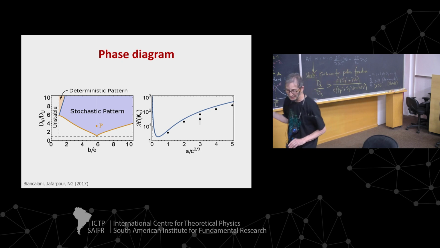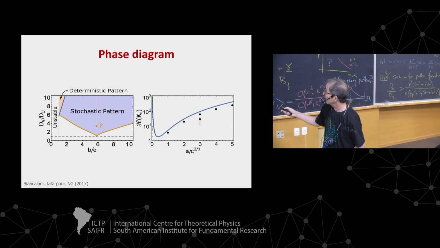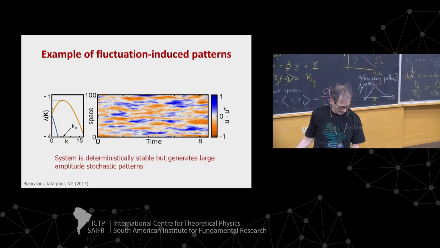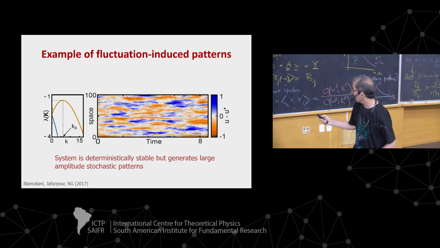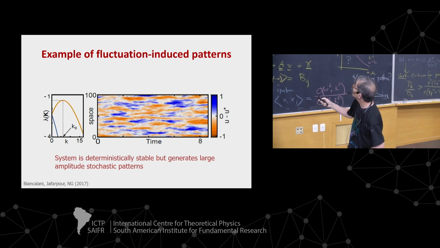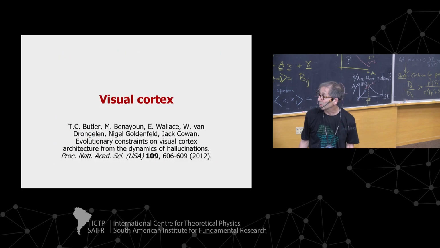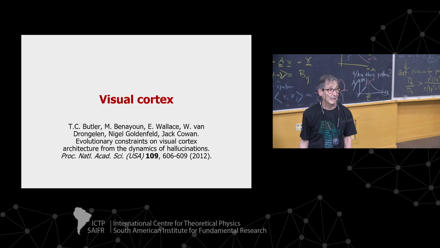You can see that in this paper that we wrote in 2017, and here I've drawn a snapshot of the system, showing you that you actually get large amplitude stochastic patterns. Okay, so now I want to talk about visual cortex. Can I talk for like 10 more minutes?